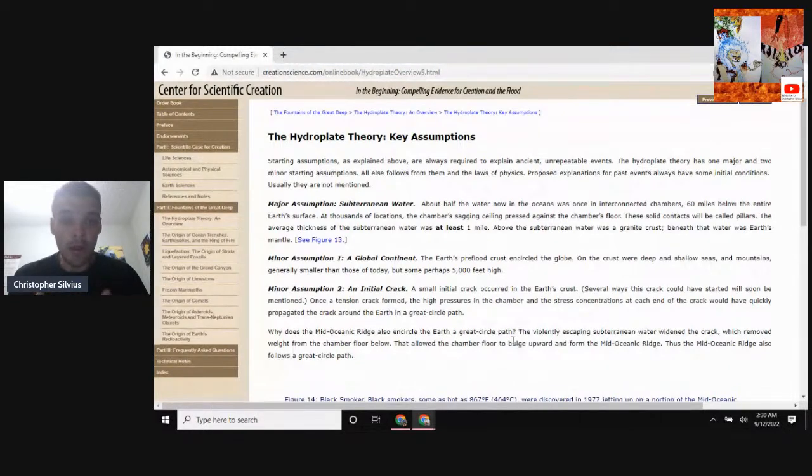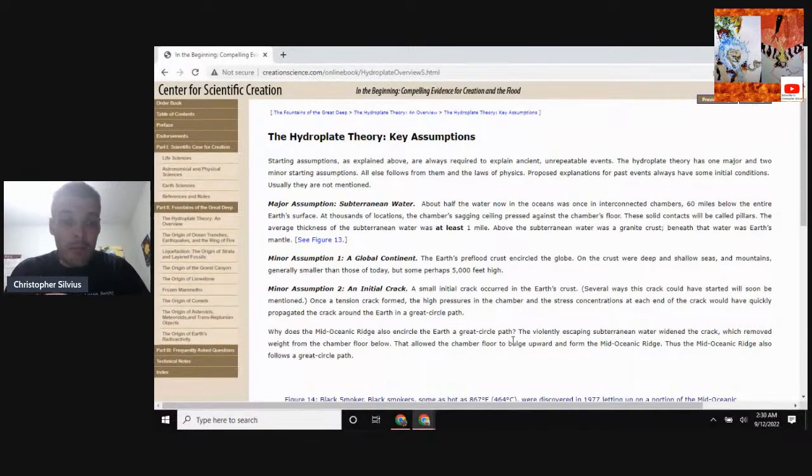Once the tension crack formed, the high pressure in the chamber and the stress concentrations at each end of the crack would have quickly propagated the crack around the Earth in a great circle path. So basically, the high pressured water under the crust creates this crack on the surface, and it's like if you watch a balloon pop in slow motion. It starts out with a tiny slit in the balloon, and it wraps around the entire thing. So it's happening to the Earth here. The path of least resistance is being created by all of this pressure, the water coming up through the surface.